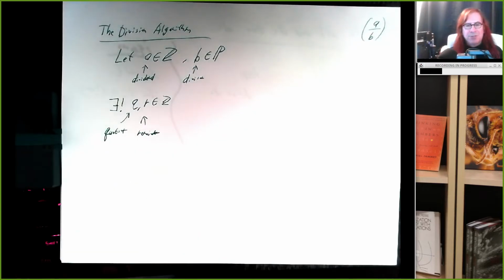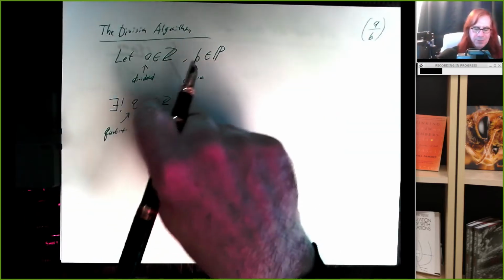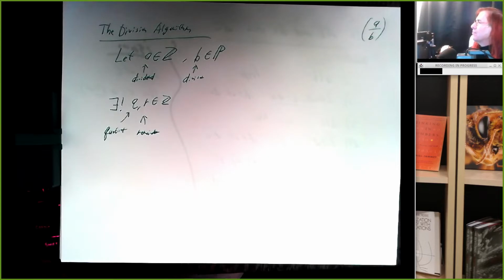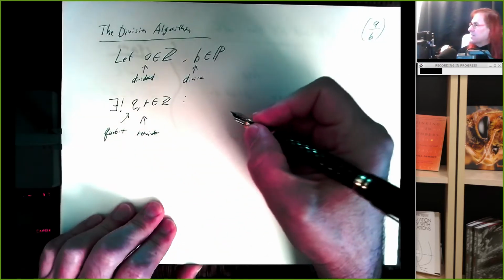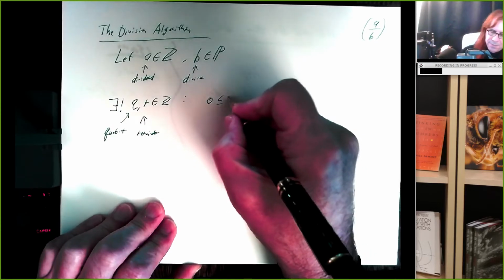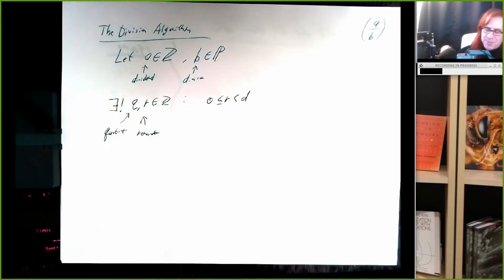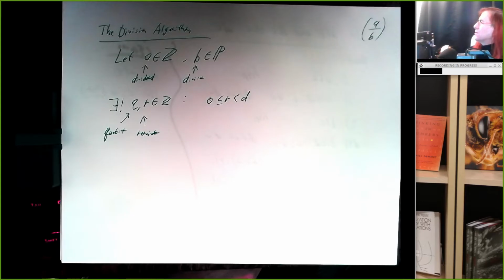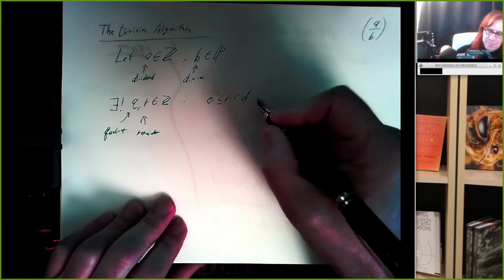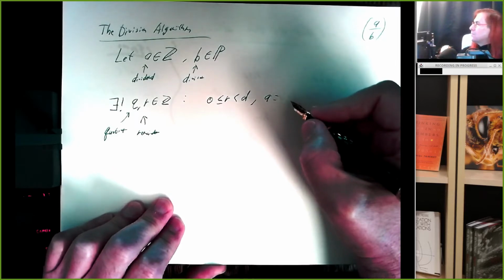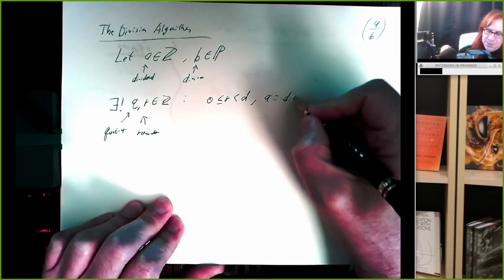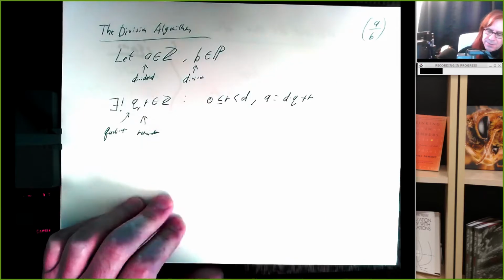So there exists a unique pair of integers, the quotient and the remainder, such that the remainder is between 0 and d minus 1, and A is equal to d times Q plus R.